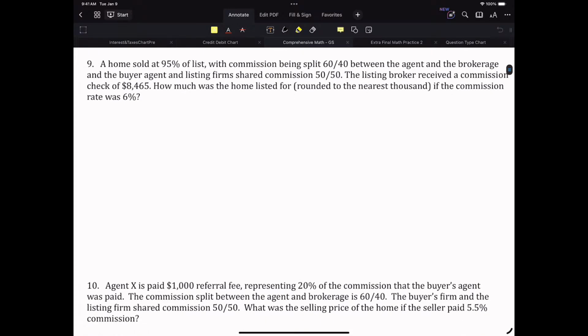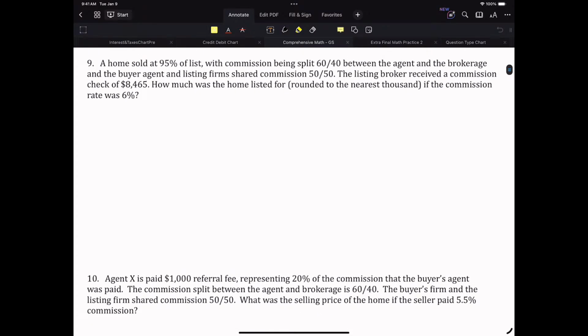How about number 9? A home sold for 95% of list price, with a commission being split 60-40 between the agent and the brokerage. Now, I'm going to stop right there. This is the agent and this is the brokerage, because we're just going to go in the order that it reads. And the buyer agent and the listing firm share the commission 50-50.